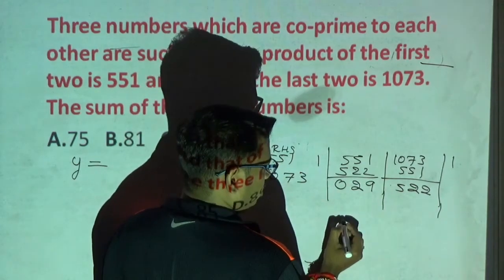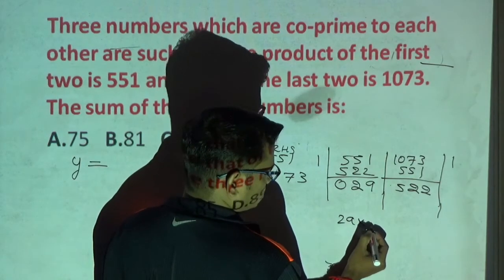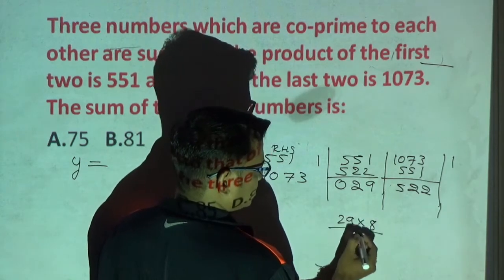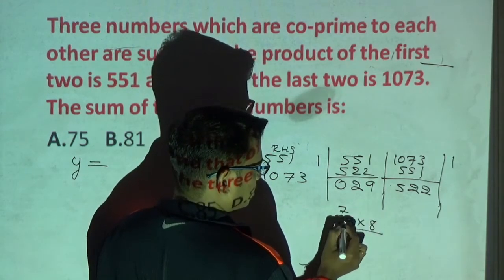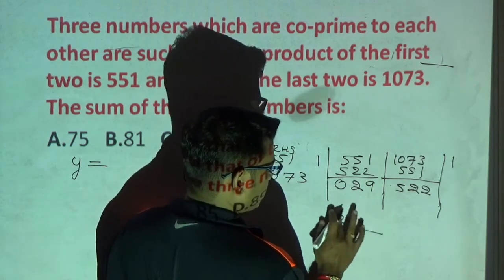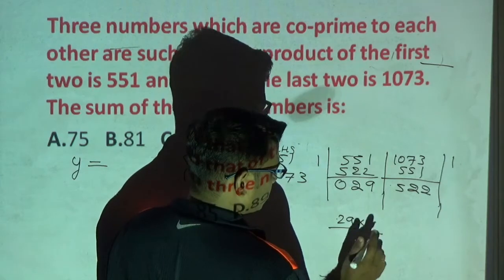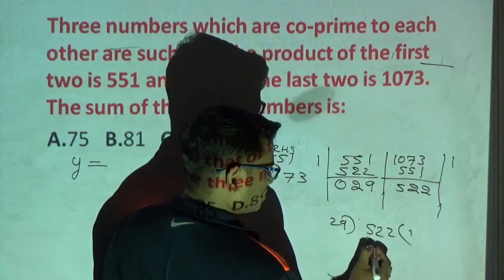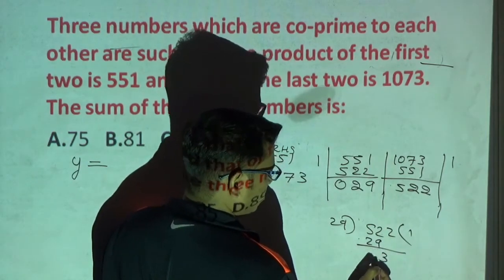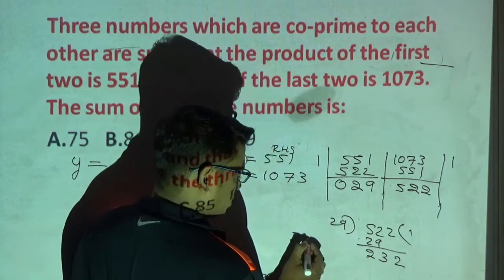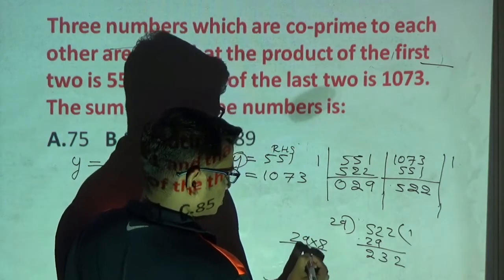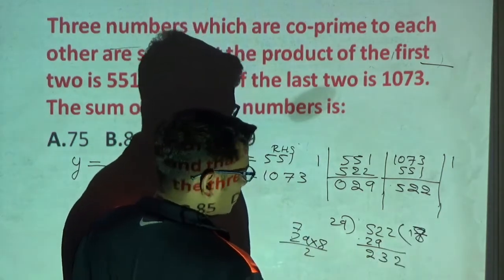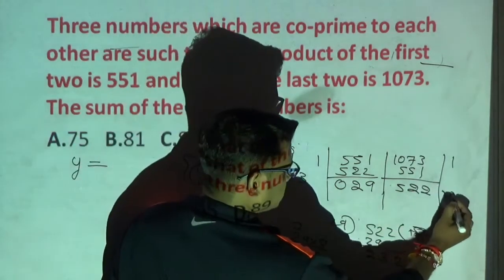Now, 29, how many times will it go? Eight times, 8 9s are 72. I'll check how many times it will go. 29 once is 29, this is 3, this is 2. 29, 8 times, 72, 7, 16, 17. 29, 18 times is 522.